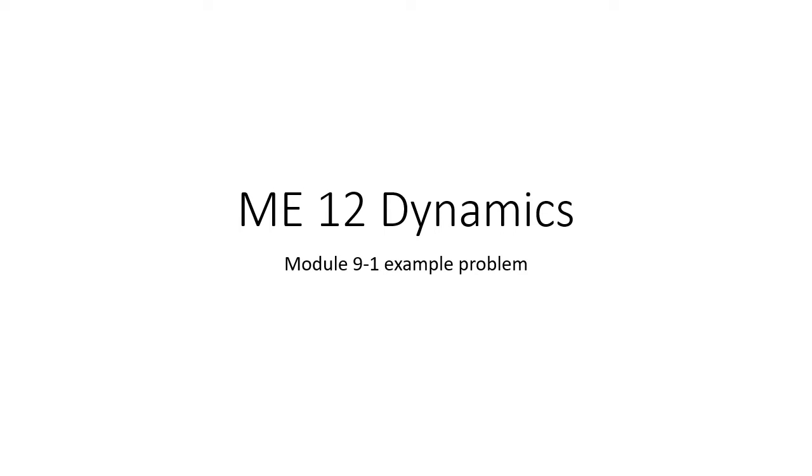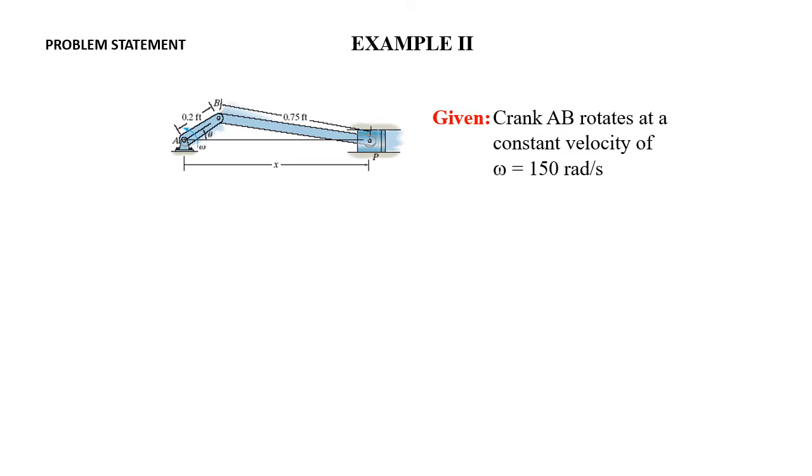Let's take a look at another example problem from Module 9 for ME12 Dynamics. So in this example problem here, we have a crank that rotates. This crank AB, from here to here, is going to rotate at a constant velocity given to us as omega is equal to 150 radians per second. So we can see there is our omega right there, rotating counterclockwise at 150 radians per second.